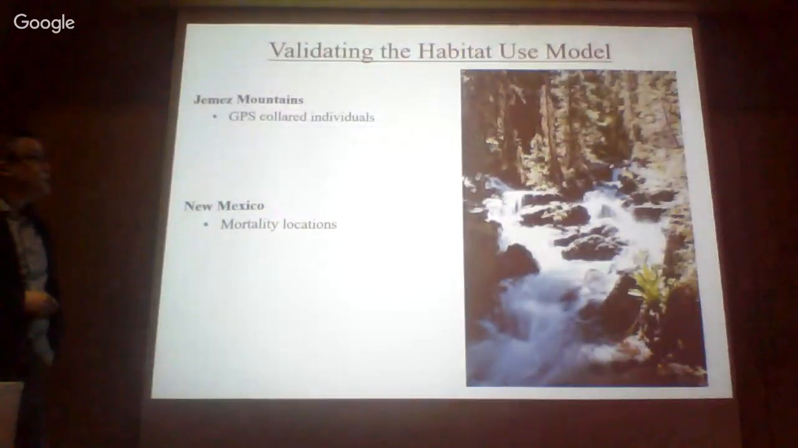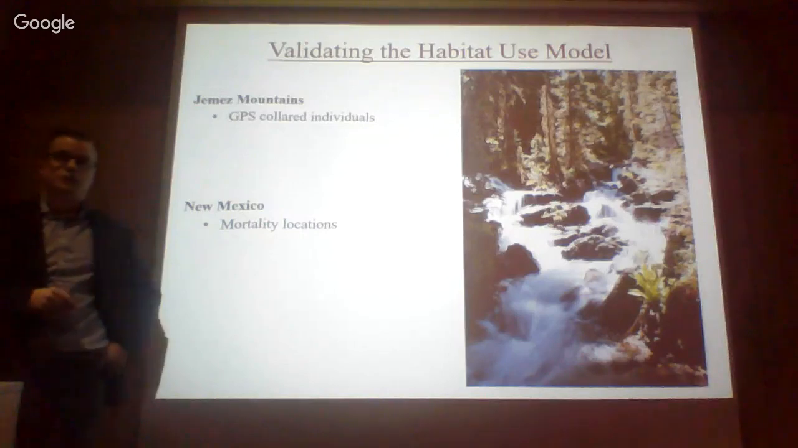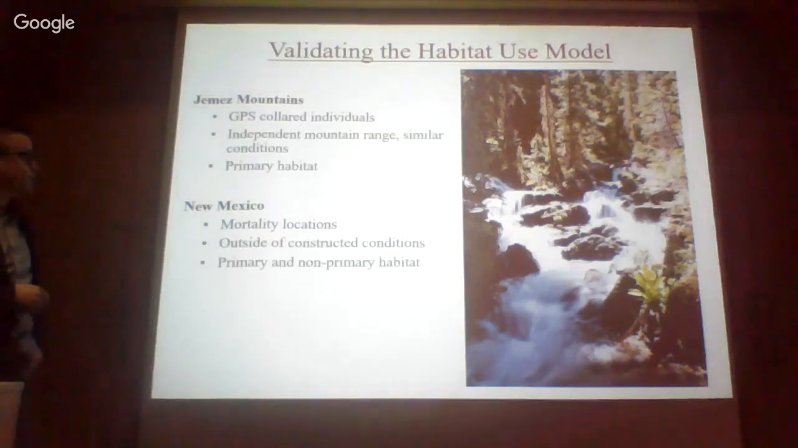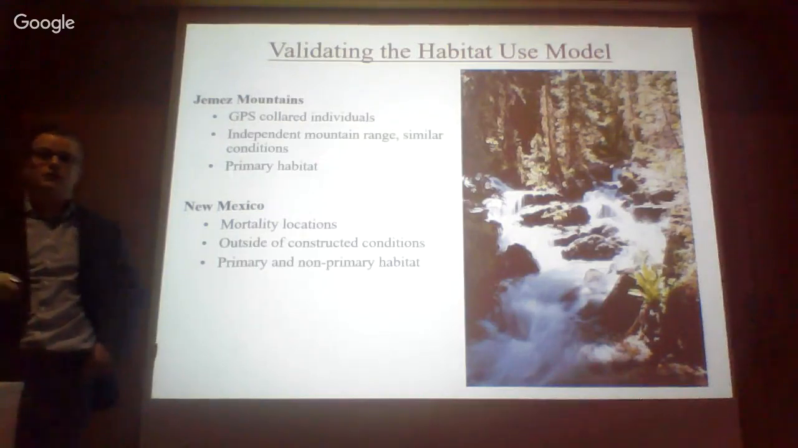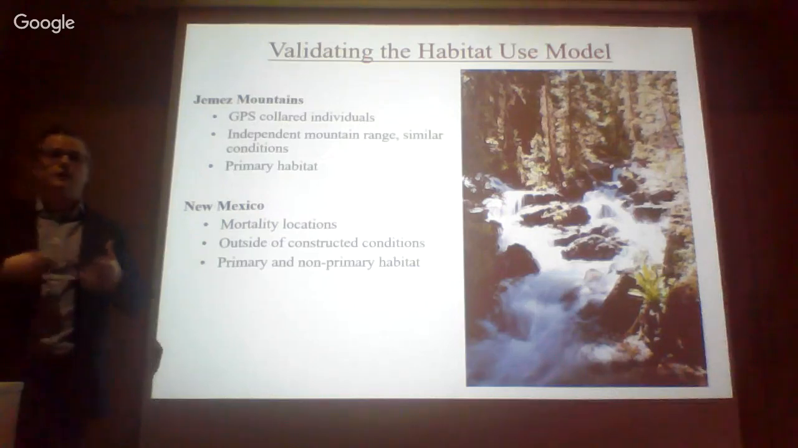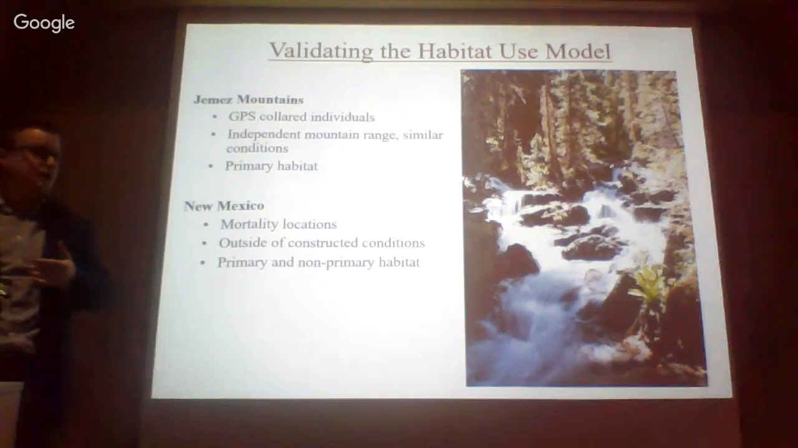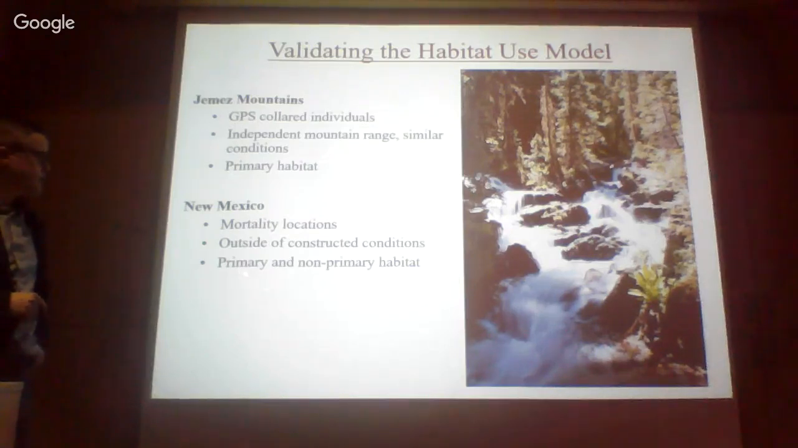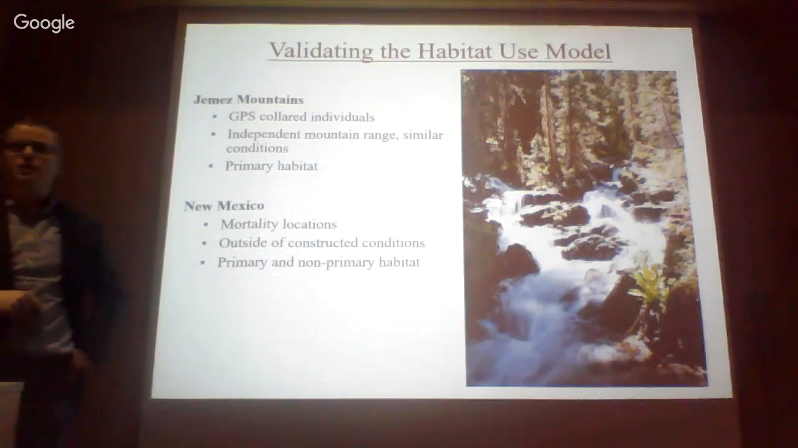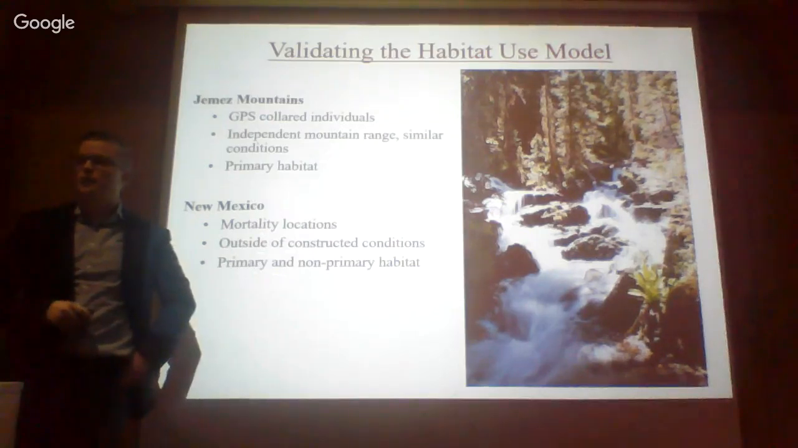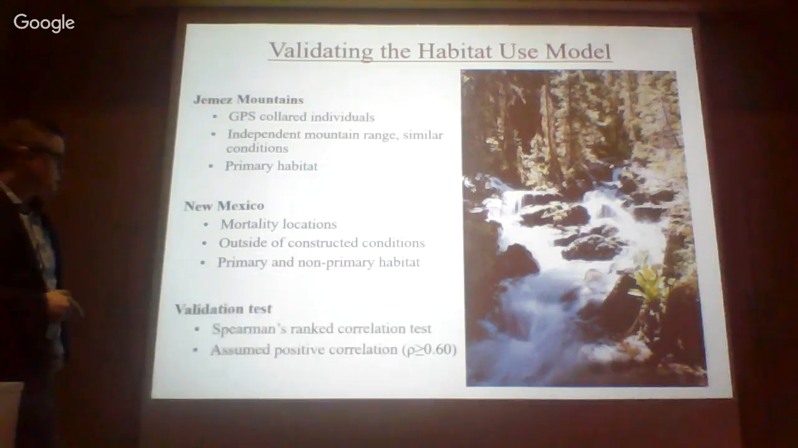So to validate, we overlaid these maps with GPS collar locations as well as mortality locations. We selected the Jemez because it was an independent mountain range with similar conditions. So we wanted to evaluate how it worked in a similar environment, but with independent data. Versus New Mexico, which comprised both what we call primary and non-primary bear habitat, and represents conditions outside of what the model was based on. And so we wanted to evaluate how it did in terms of that aspect as well.